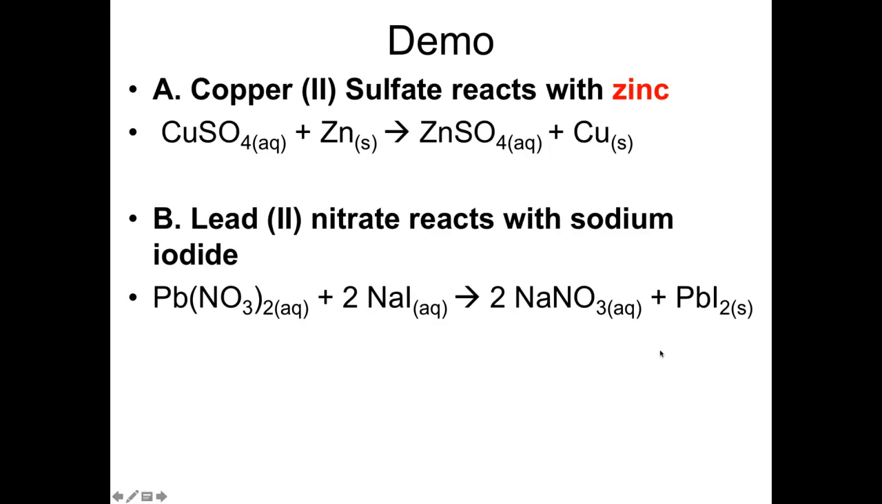We'll actually do demos of both of these in class at some point, but I wanted you to work on these ahead of time. So we'll do demos with the copper 2 sulfate with zinc and lead 2 nitrate with sodium iodide. So that's it. We went over reaction types and how to do this. We're going to spend a lot of time identifying reaction types and formulating products when it comes to single and double replacement reactions. All right. Good job.